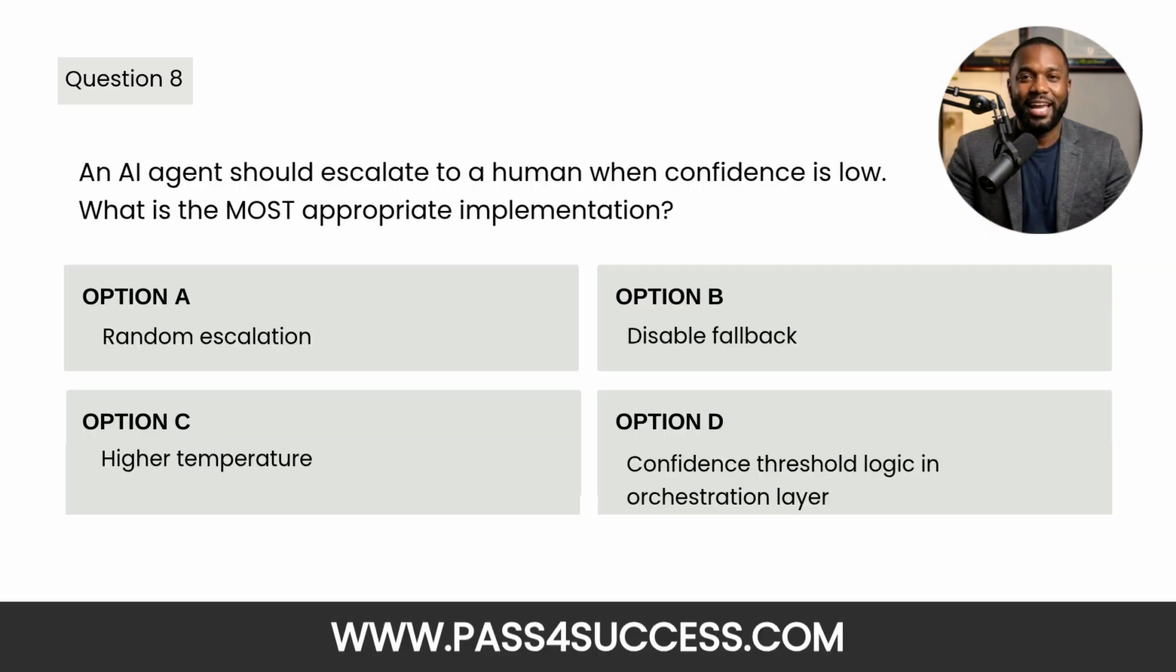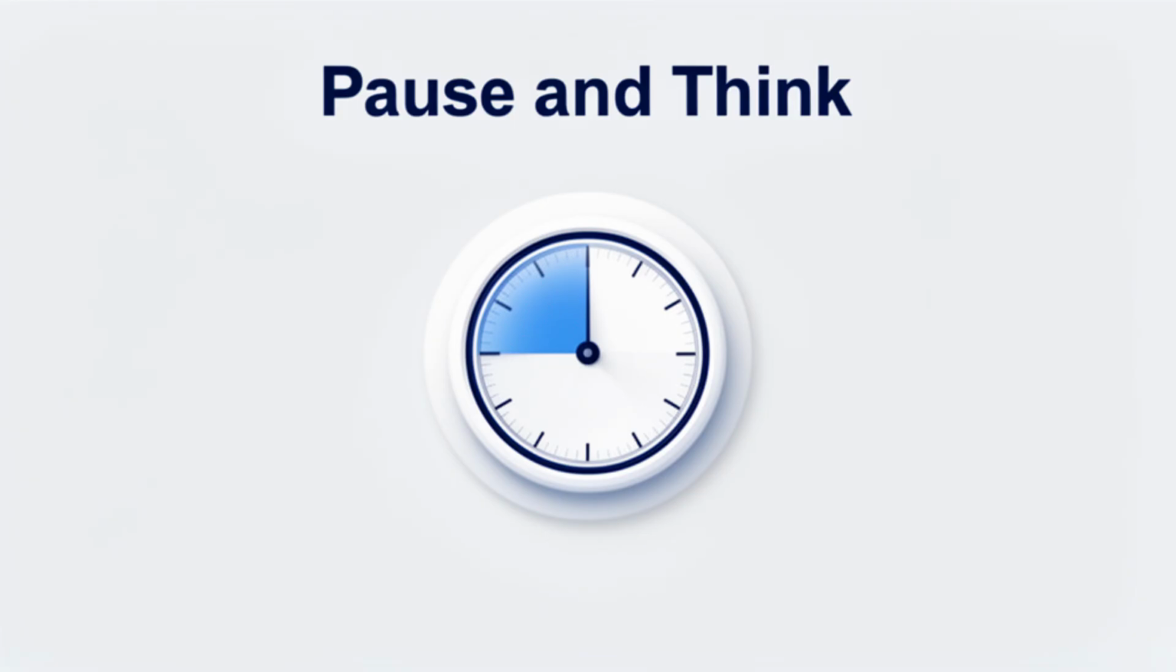Question 8. An AI agent should escalate to a human when confidence is low. What is the most appropriate implementation? A. Random escalation. B. Disable fallback. C. Higher temperature. D. Confidence threshold logic and orchestration layer. Pause for 5 seconds. Think about it.